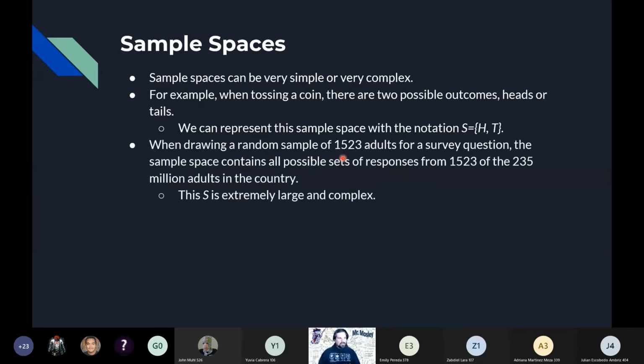When drawing a random sample of 1,523 adults, of the 235 million adults in the country, right? And we're trying to answer survey questions, so it's like a, I don't know, a census survey, something like that, right? The sample space contains all possible sets of responses from 1,523 of the 235 million adults in the country. This S is extremely large and complex to the point where we can't really visually represent it at this point. So they go from really simple, two options to, I mean, millions and millions of options.